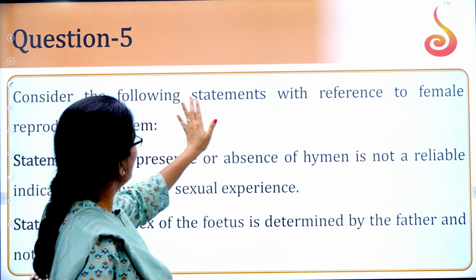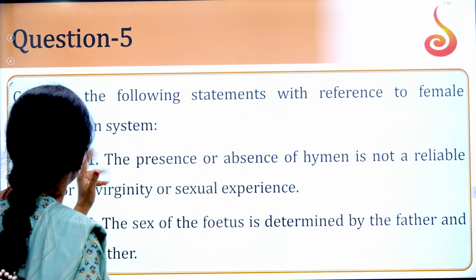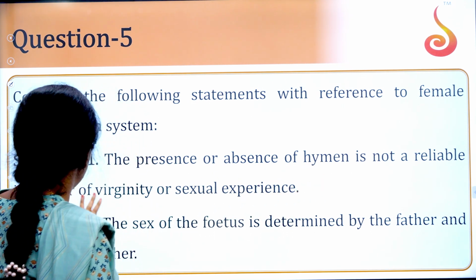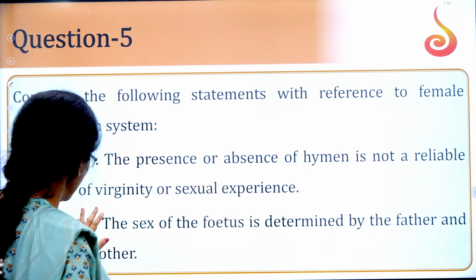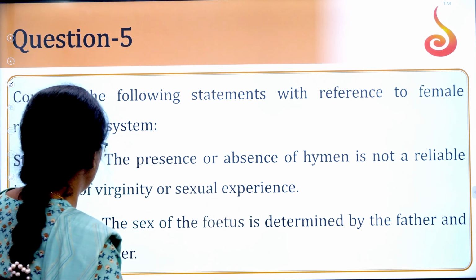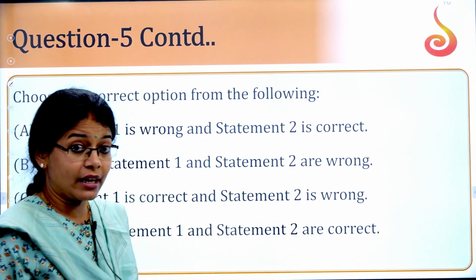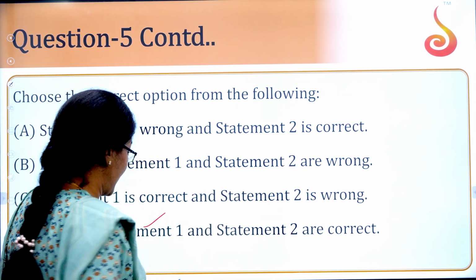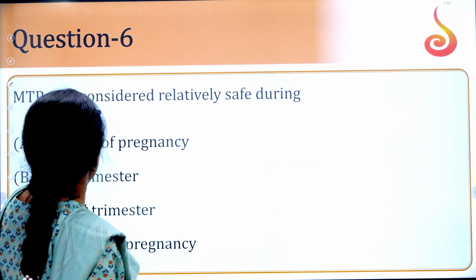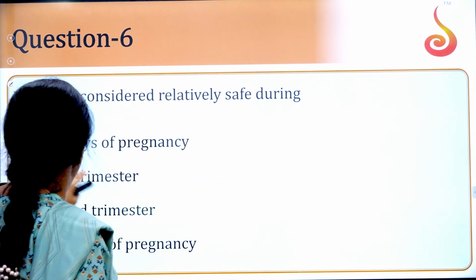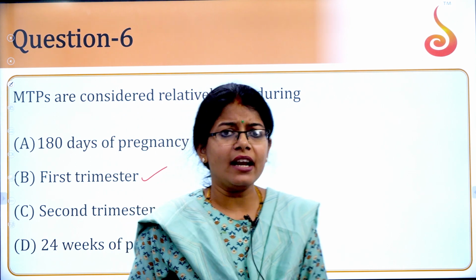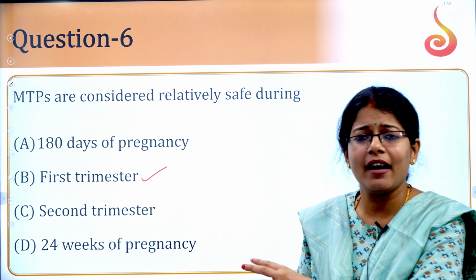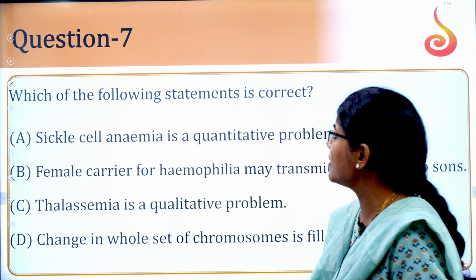Next one, consider the following statements with reference to the female reproductive system. Statement 1, the presence or absence of hymen is not a reliable indicator of virginity or sexual experience. Statement 2, the sex of the fetus is determined by the father and not by the mother. Both these statements are correct, students. So here the answer is both statements 1 and 2 are correct. Next one, MTPs are considered relatively safe during the first trimester. Again, a very simple question, students. This was completely as per the NCERT. Directly they have placed the lines of the NCERT.